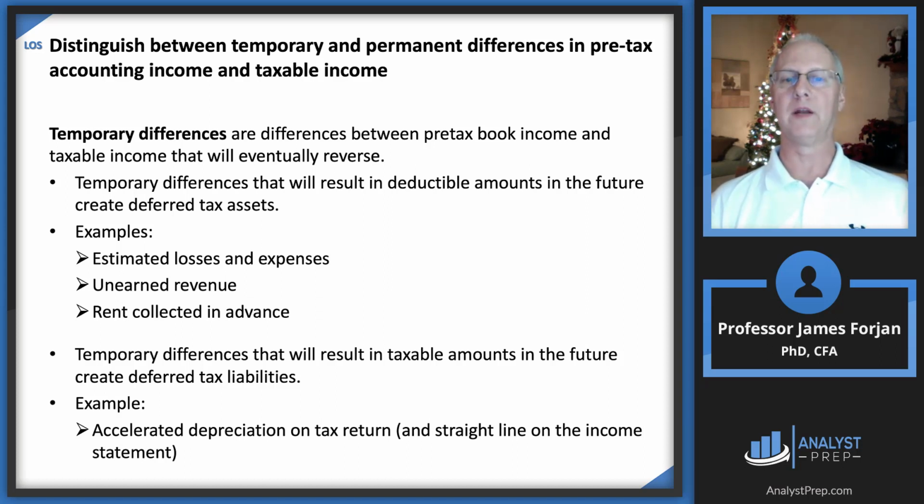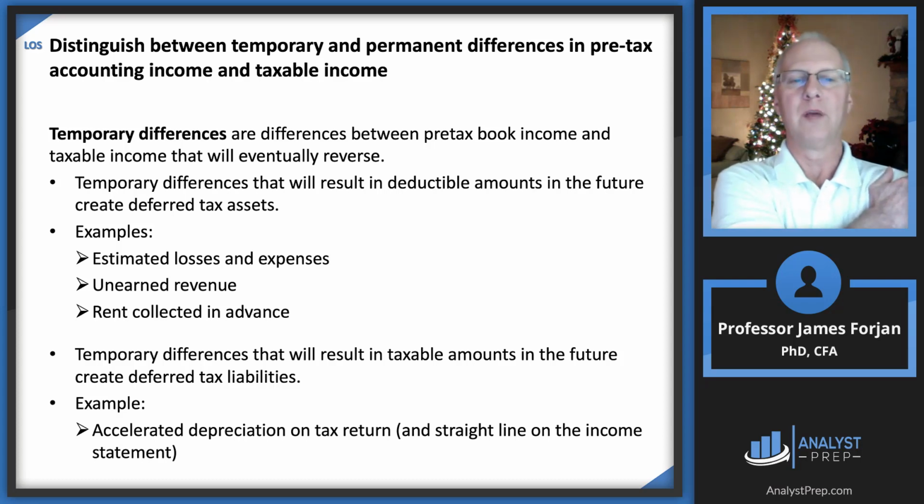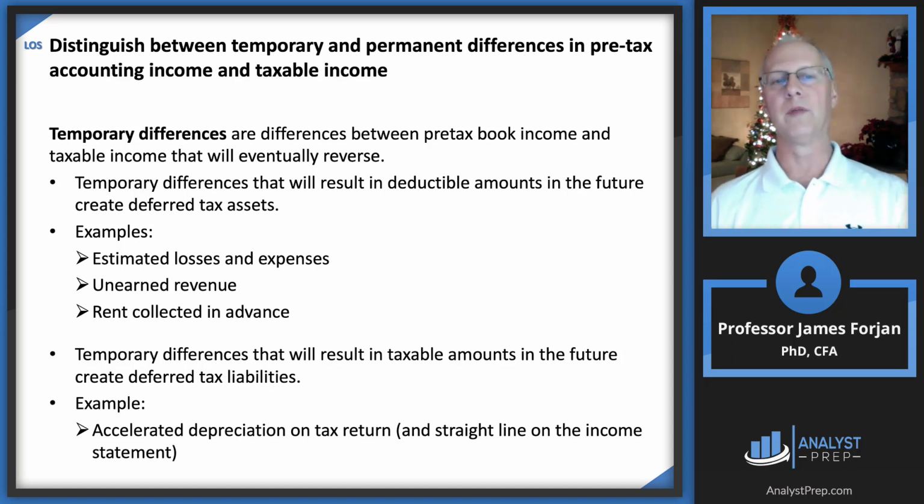Examples include estimated losses and expenses. Examples include unearned revenue and then rent collected in advance. And so some of those differences are going to cause future deferred tax liabilities, and examples here are the accelerated depreciation on the tax return. All right, so remember the top part there, that's going to create the deferred tax asset, and the bottom example is going to create a deferred tax liability.